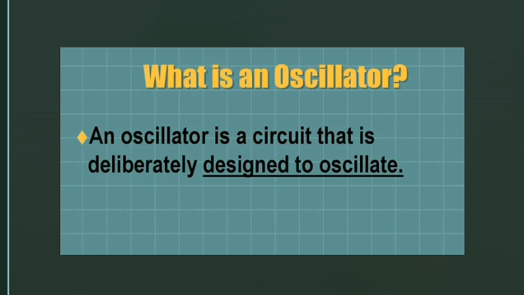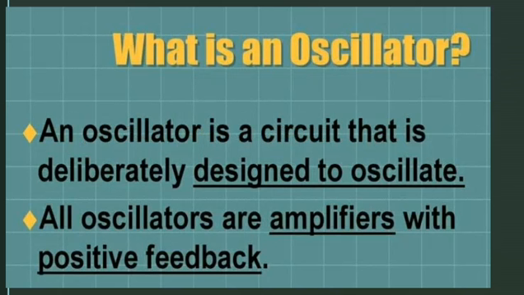Now come to the oscillator. An oscillator is a circuit that is deliberately designed to oscillate. That is an oscillator, a device. We know that. At the same time, all oscillators are amplifiers with positive feedback. See, all the oscillators are amplifiers with positive feedback.